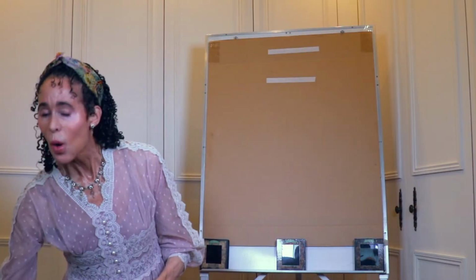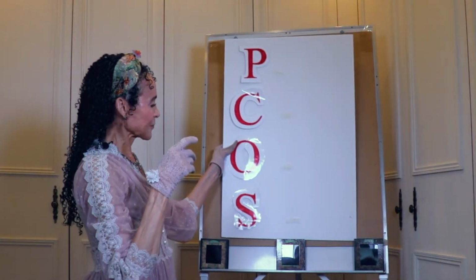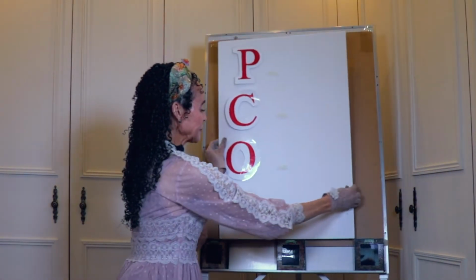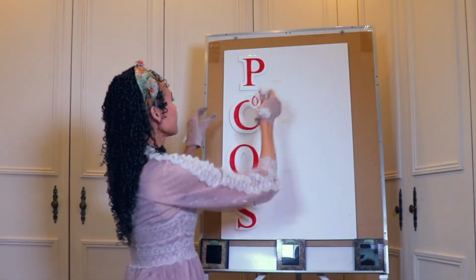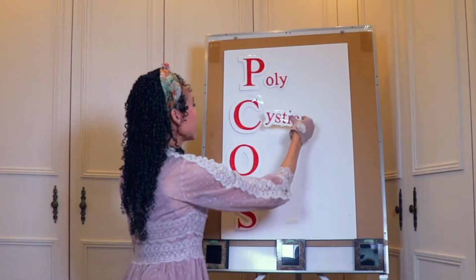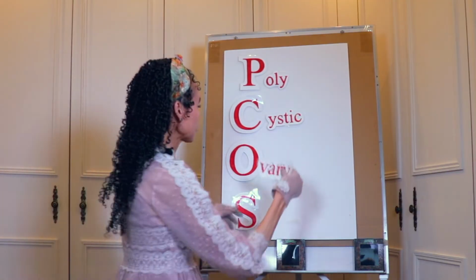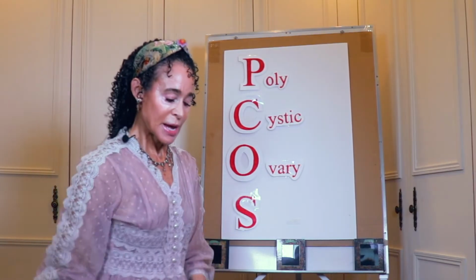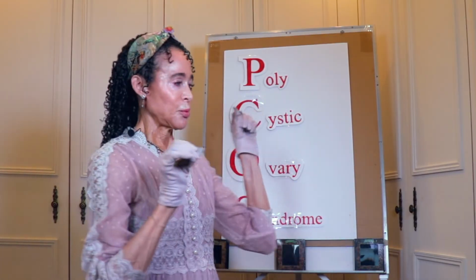PCOS. Now, PCOS, the P is for poly, the C is for cystic, the O is for ovary, and the S is for syndrome. But there's a real problem with that name for this disease.